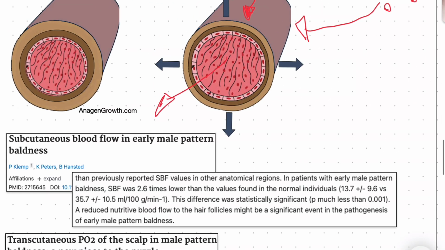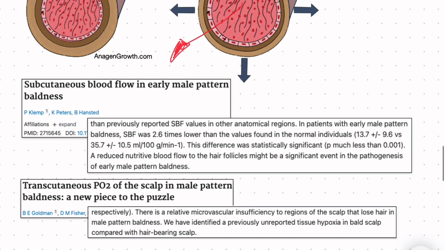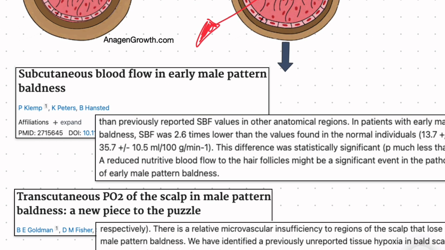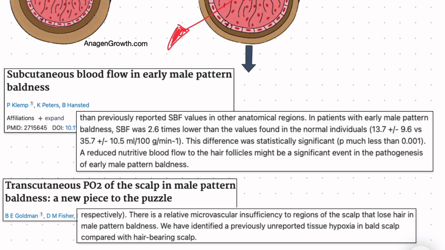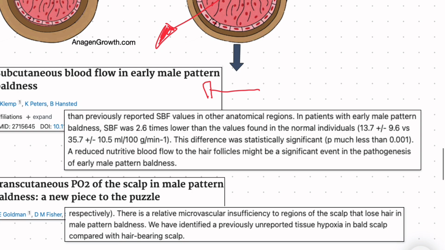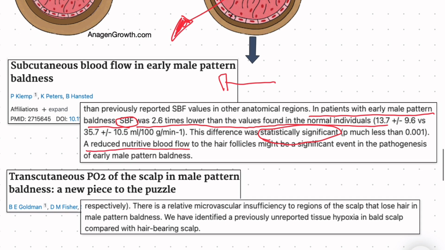The increased blood flow per unit of time will increase oxygenation and nutrient delivery to key cells in and around the hair follicle. But if we look at these studies, we can see that in patients with early male pattern baldness, subcutaneous blood flow was 2.6 times lower than the values found in normal individuals. And this was statistically significant, and the conclusion is that a reduced blood flow to the hair follicle might be a significant event in the pathogenesis of early male pattern baldness.